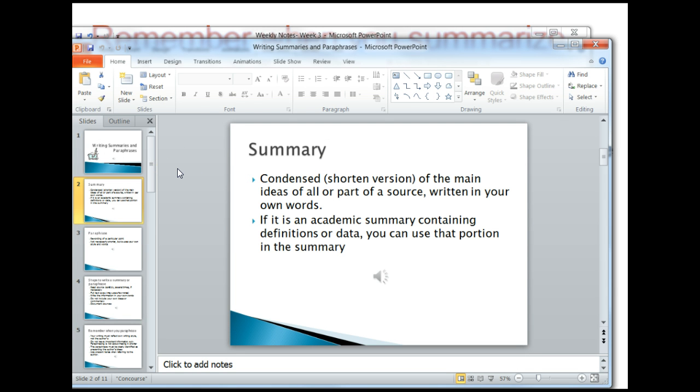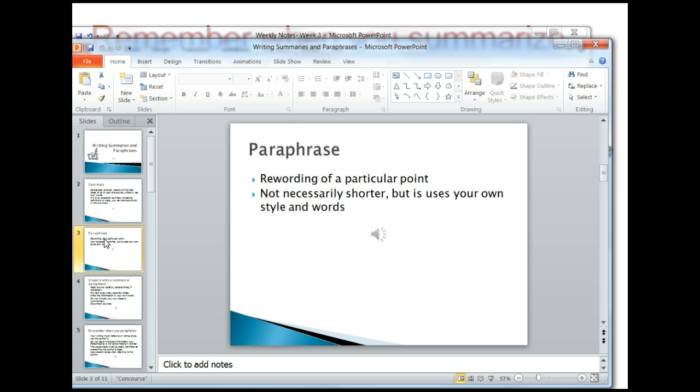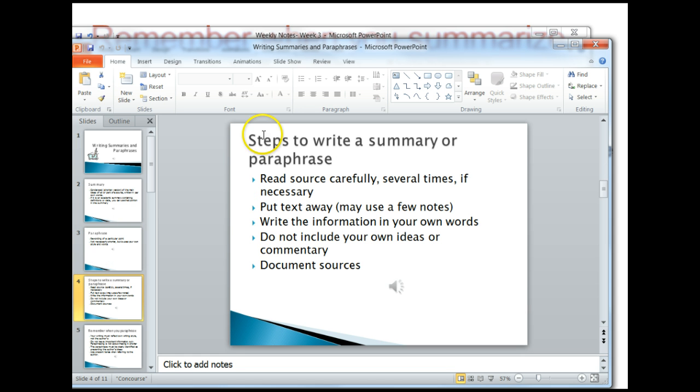Okay, let's look at this PowerPoint in a very short way. So again, a summary is just a condensed version, a very short version. A paraphrase is not shorter, it's just rewording. And then what are some of the steps to write a summary or paraphrase?